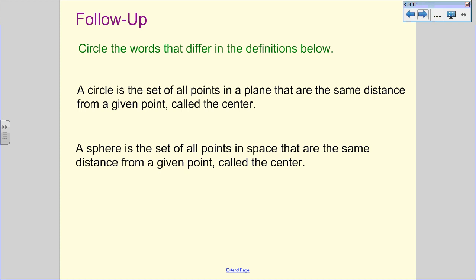All right, so take a look at the follow-up, and you're going to do this on your own. We want to circle the words that differ in the two definitions below. So they give us the definition of a circle and the definition of a sphere. You want to circle the words that differ between those two definitions. So you want to do that now, and then we will check in class.